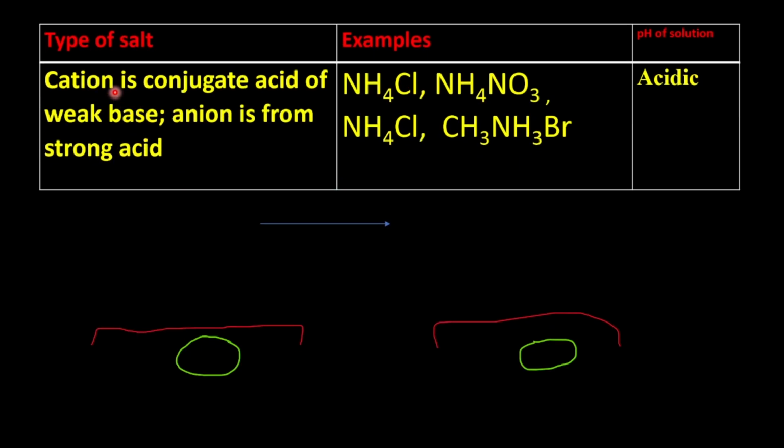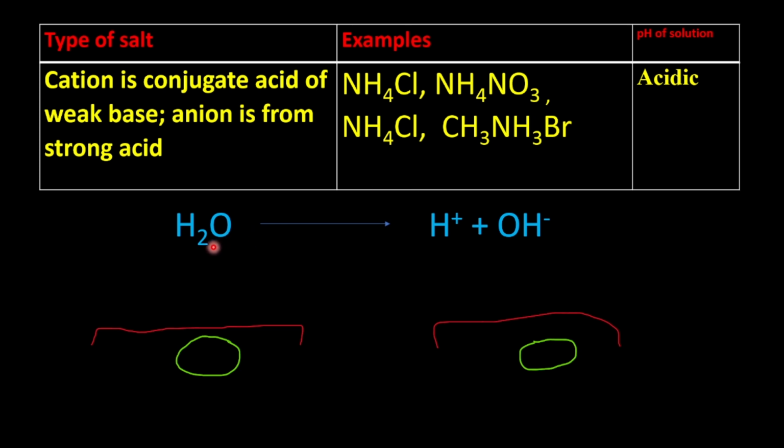Now let's look at this part. So we have the cation as the conjugate acid of a weak base, and the anion from a strong acid. So over here we have NH4Cl, ammonium nitrate, ammonium chloride, CH3NH3Br. How do we determine whether what we have here is acidic, basic, or neutral? So we will go through the same process, that is the water attack.